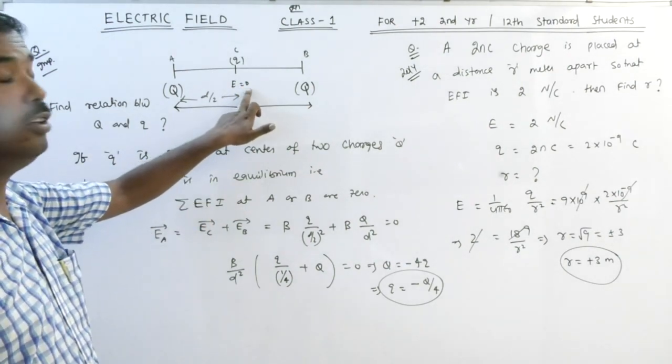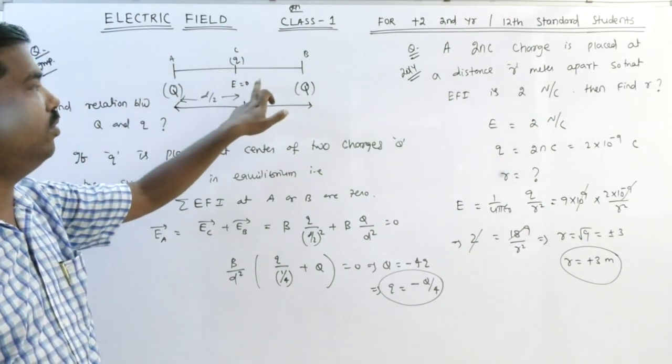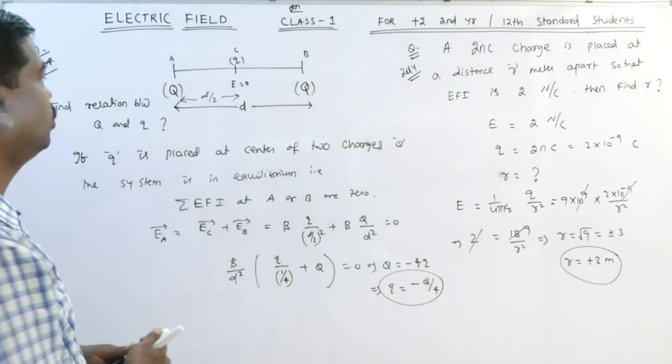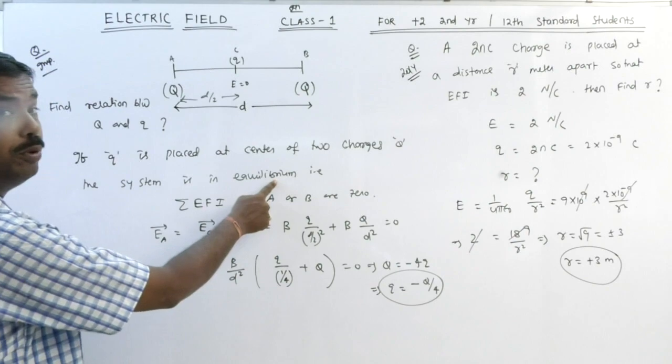Electric field is not here 0. When I place the charge, electric field either at A or at B is 0. Clear? So electric field at A is 0. Electric field at A or B are 0. That is equilibrium. Net force is 0.